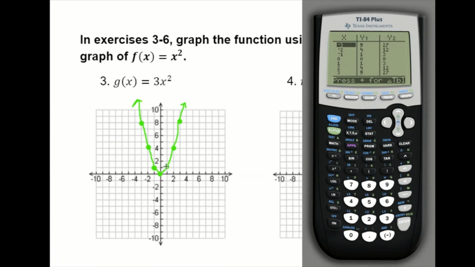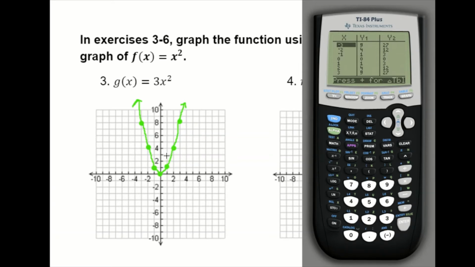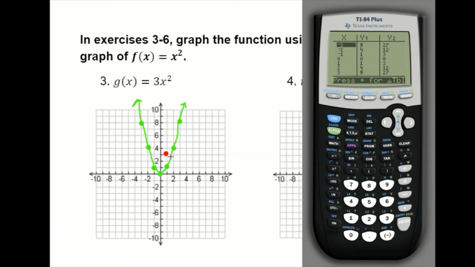So the new graph is going to be: 1 times 3 is 3. Well, 0 times 3 is still 0. I don't want it to be green, we're not going to be able to tell the difference. There we go. So we've got 1 times 3 is 3, 0 times 3 is 0, and 4 times 3 is 12. That's going to be way up here, and that's as much as we can fit on there. My graph, again, is going to be a little sloppy because I'm using a mouse here, but it should look something like this. The point is that it is narrower than the parent function.